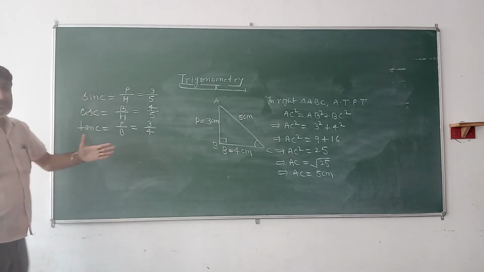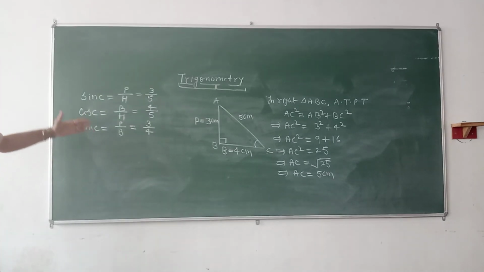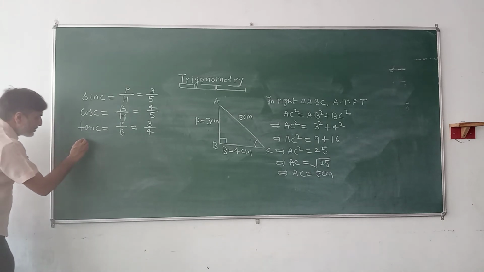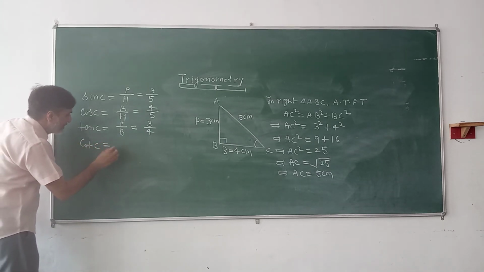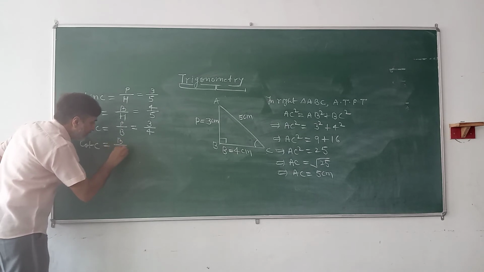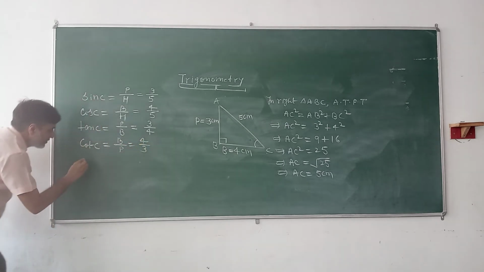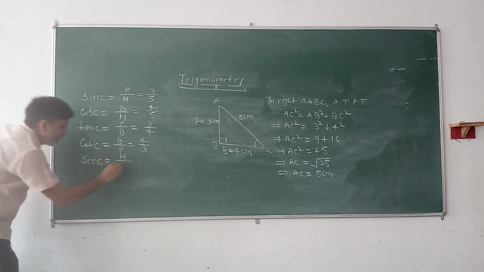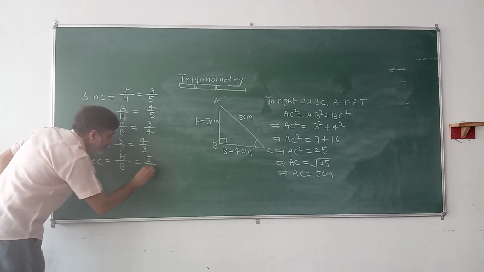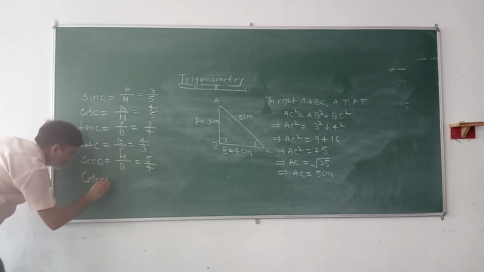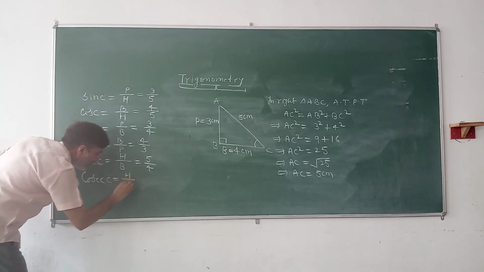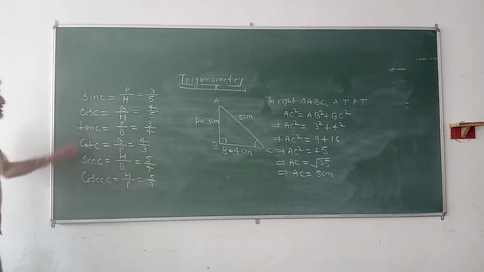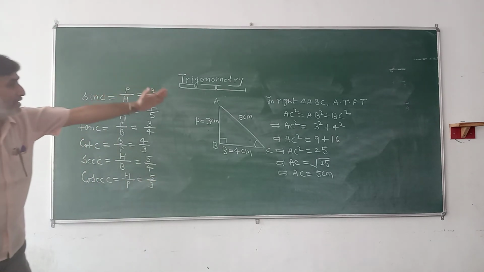Now the other three trigonometrical ratios are reciprocals of these three, so easily we can write them down quickly. This cot C, the reciprocal of tan C, becomes B by P, meaning 4 by 3. This sec C, sec is always the reciprocal of cos, H by B, meaning 5 by 4. And this cosec C becomes H by P, reciprocal of sine, and that becomes 5 by 3. These are the values of the six trigonometrical ratios with respect to angle C.